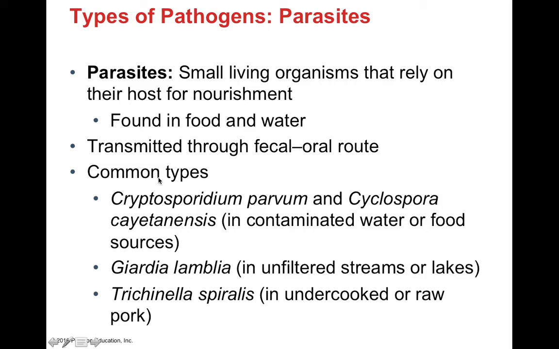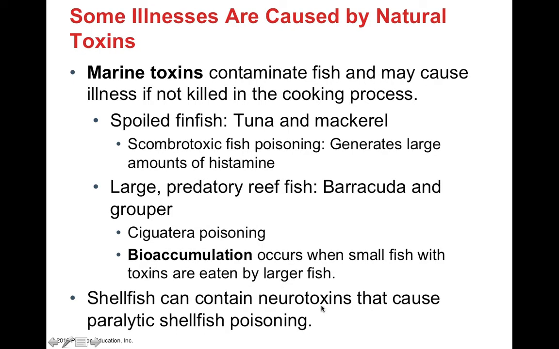Some common types of parasites include Cryptosporidium parvum and Cyclospora cayetanensis, which can be found in contaminated food or water sources. Well, you've probably heard of Giardia lamblia, which is found in water, so in unfiltered streams and lakes. One of the reasons why you always want to make sure that you filter your water. This is also known as Montezuma's revenge. And also Trichinella spiralis, which is really interesting. It's a little spiral-shaped parasite. It's found in undercooked or raw pork, and it's particularly nasty because it eats on raw flesh. It can eat on the flesh of the host, right?